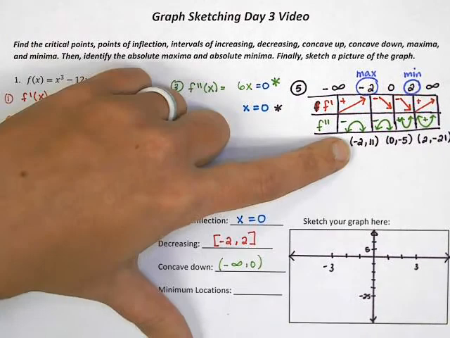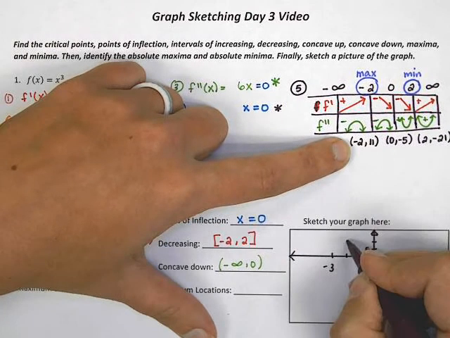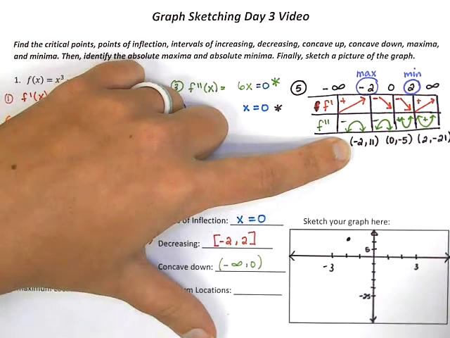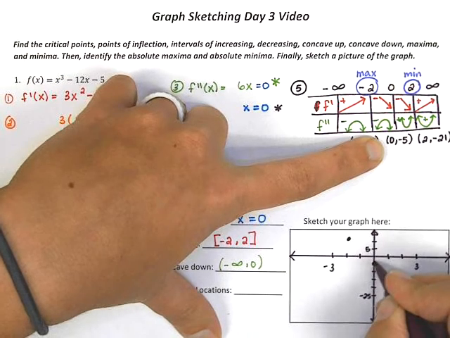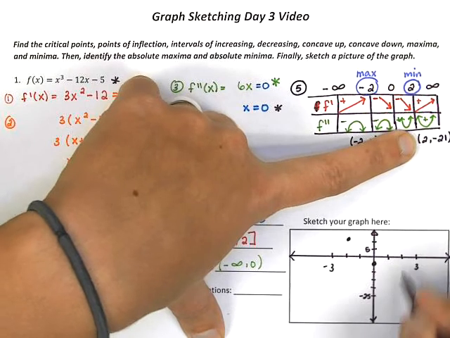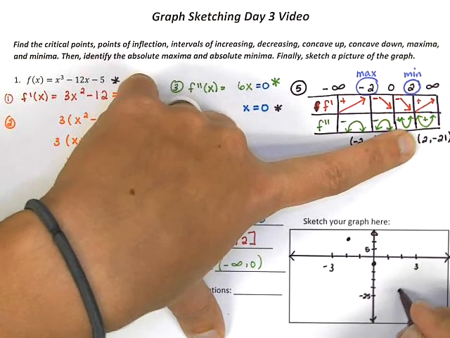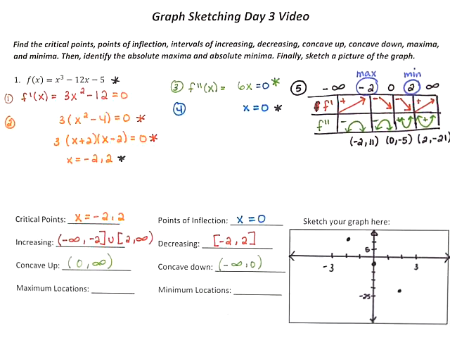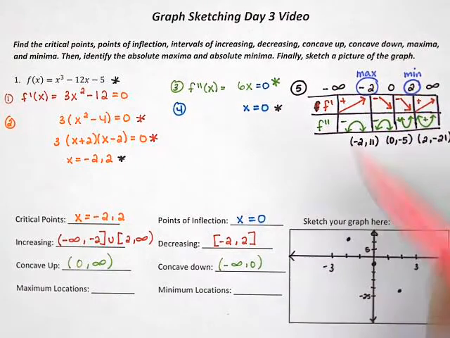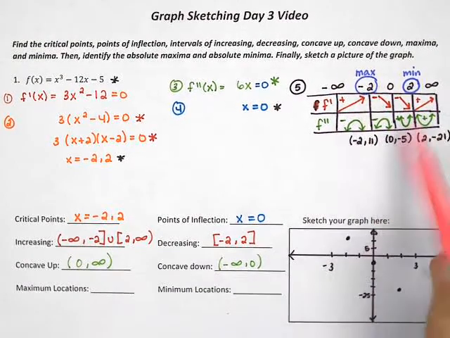So I'm going to go -2, 11, put a point there. 0, -5, put a point there. 2, -21, put a point there. Now I need to fill in what the graph looks like between those numbers. So I'm going to use the pictures in the chart to help me.